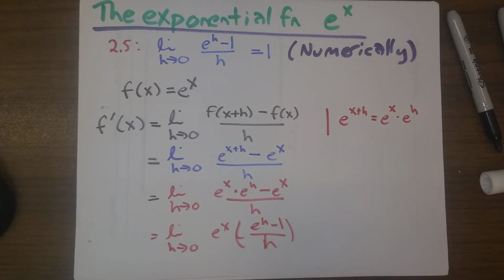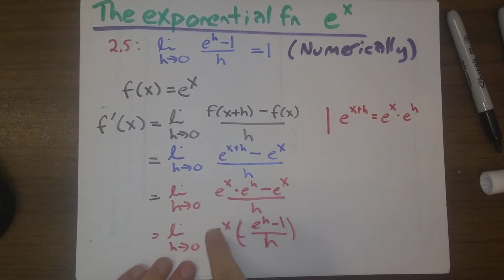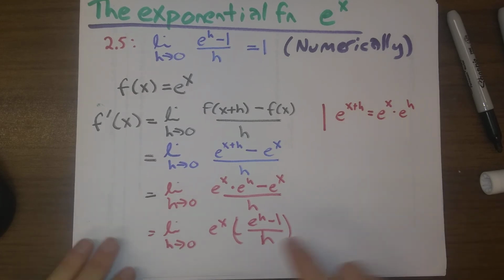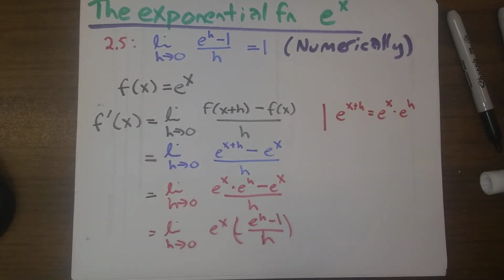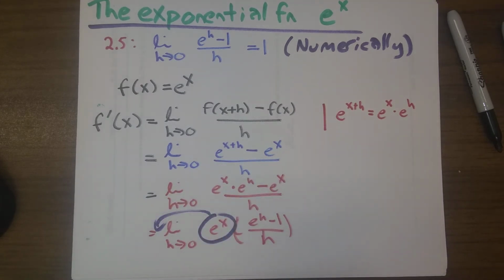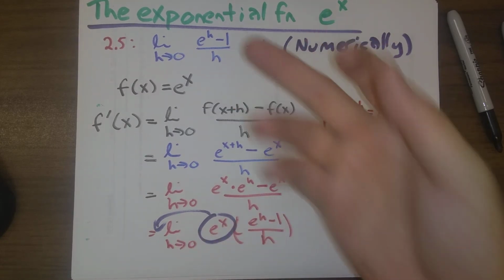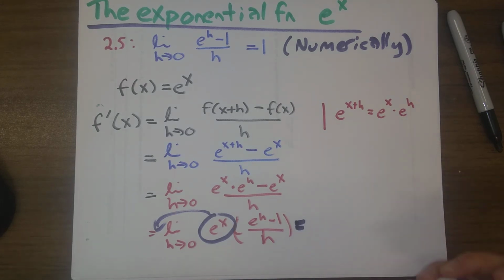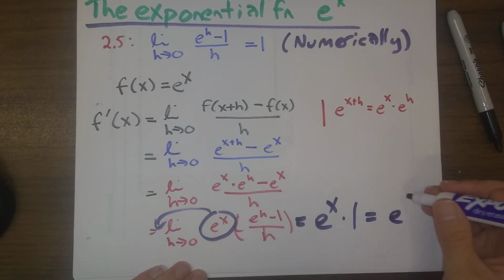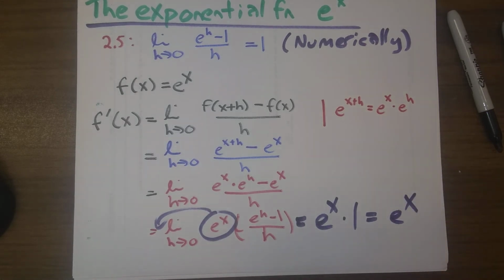So what's going on here? Well, realize that this e to the x is essentially a constant multiple with respect to h. This e to the x does not depend on h in the slightest. So we could move this outside. And what we're left with is e to the x times the limit as h goes to 0 of e to the h minus 1 over h. And we're going to take that as given, that that is equal to 1. So this is e to the x times 1. And so our derivative is e to the x.